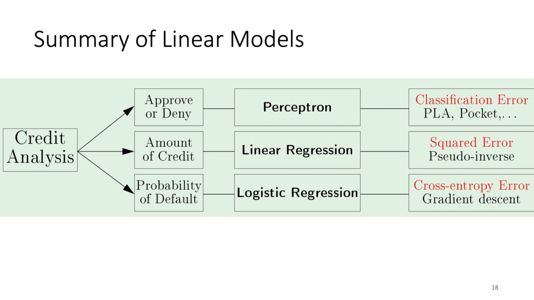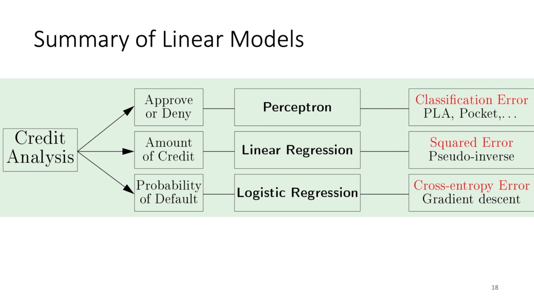And in order to solve those, for the perceptron we use PLA or the pocket algorithm. For linear regression, we use the pseudo inverse to compute the squared error. And for logistic regression, we use gradient descent. And the in-sample error was calculated using cross entropy error, right?